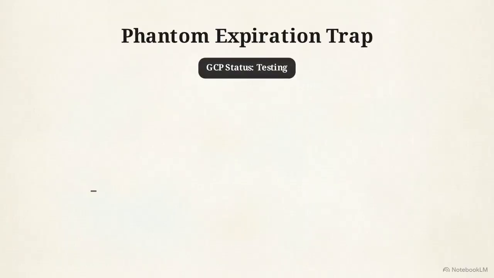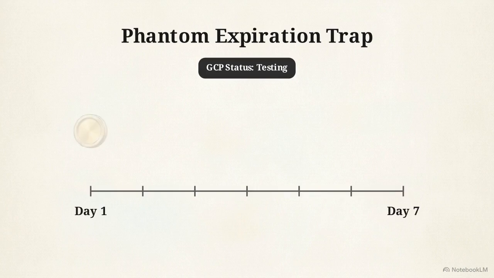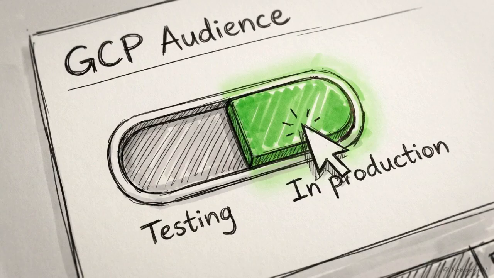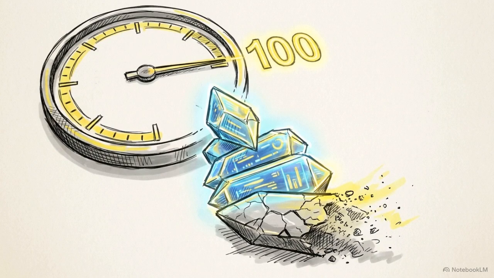Deploying this infrastructure on Google Cloud Platform introduces the phantom expiration trap for testing status applications. If an unverified application requests broad user data scopes, the refresh token will expire silently after exactly 7 days. To maintain continuous agent operation, administrators must navigate to the GCP audience page and transition the application publishing status to in production. Alternatively, they must rigorously architect around Google's strict limit of 100 refresh tokens per client ID, as exceeding this silently invalidates the oldest active tokens.